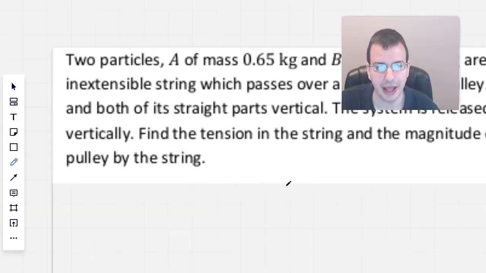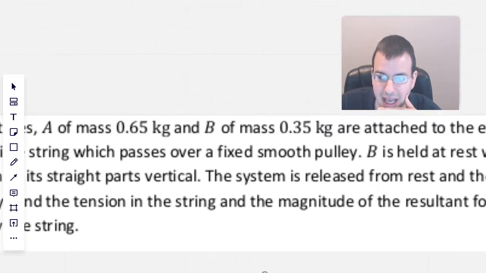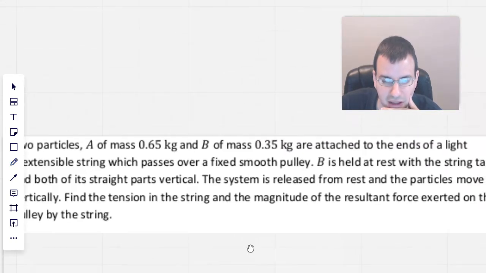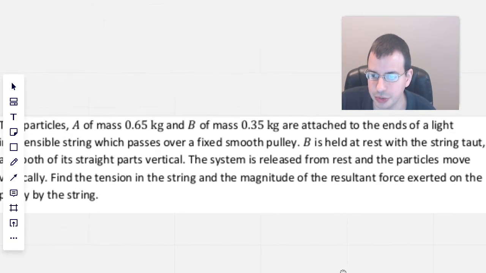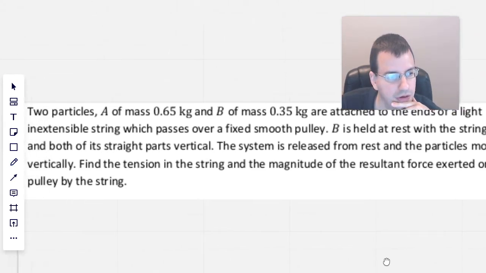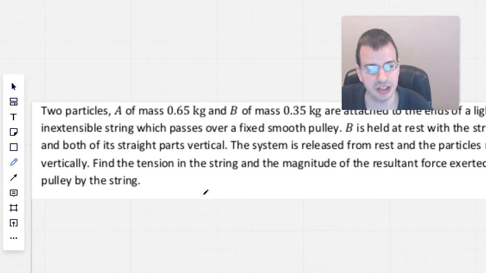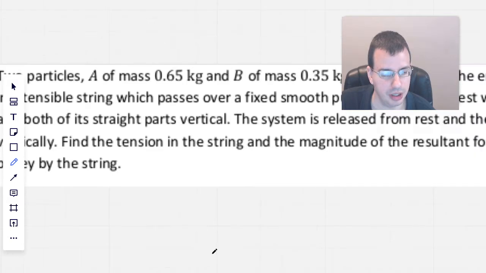Two particles, A of mass 0.65 kilograms and B of 0.35 kilograms, are attached to the ends of a light, inextensible string which passes over a fixed smooth pulley. I'm going to assume massless. B is held at rest with the string taut and both of its straight parts vertical. The system is released from rest and the particles move vertically. Find the tension in the string and the magnitude of the resultant force exerted on the pulley by the string.